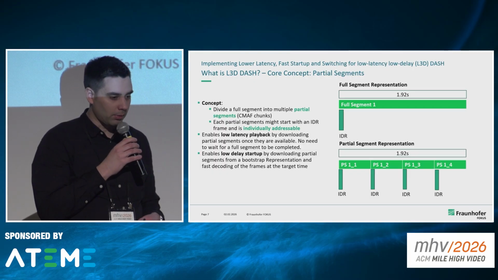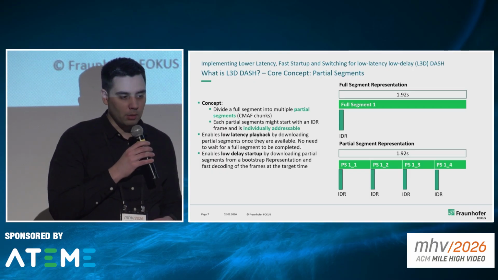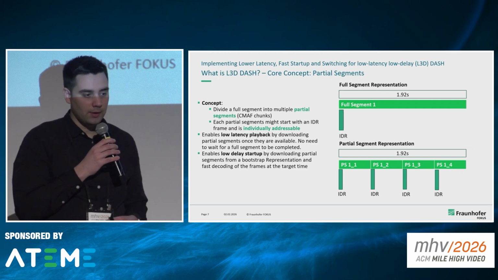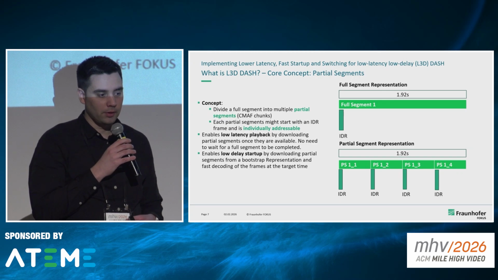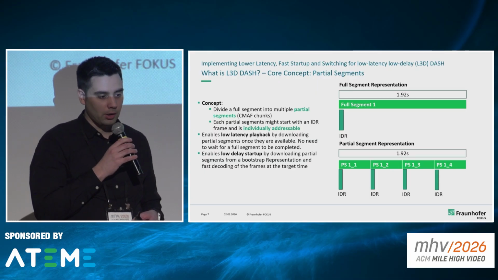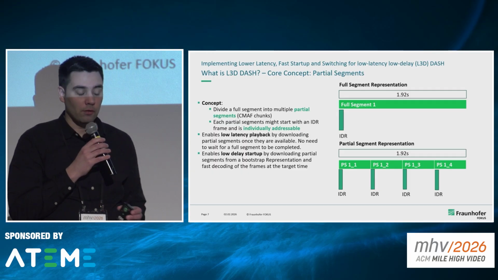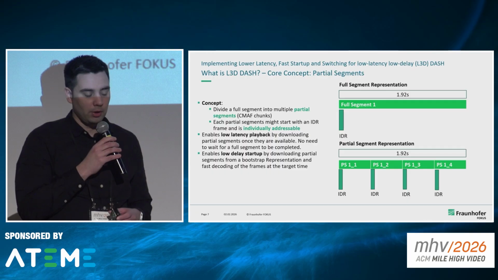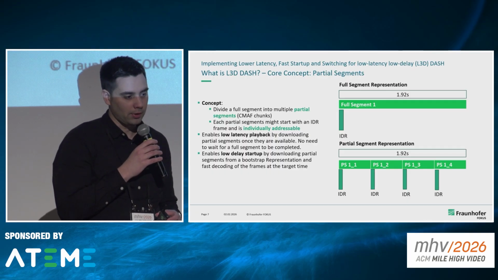And you see an example here on the right side of the slide. On the top you see a full segment representation. These are the segments that we know. In this case it's around 2 seconds, one full segment with an IDR at the beginning. And then we have a partial segment representation where the full segment is divided into 4 partial segments, each of them starting with an IDR frame. So we can individually address them and we can immediately start playing one of these partial segments.